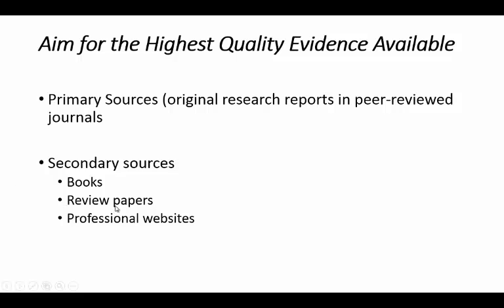Review papers, and I'm not talking about systematic reviews, I'm talking about general review papers, are also secondary sources because, again, the reviewer is reviewing papers or studies that have been done by other people. And of course, all the professional websites will have secondary information because it's reporting on research that has been done by a primary source. Okay? So when we are looking for evidence, we are always targeting primary sources or journals. We're targeting the original research.